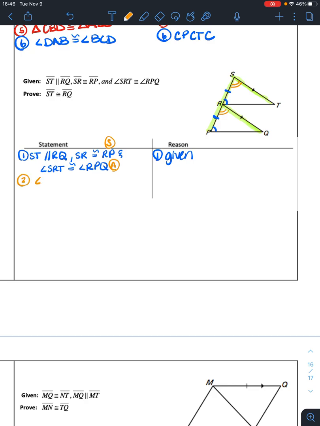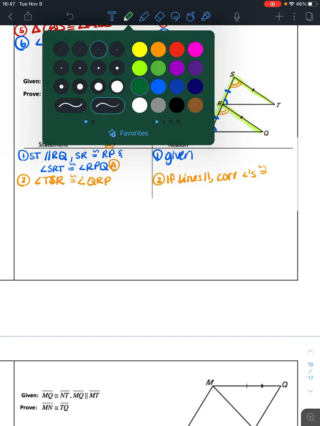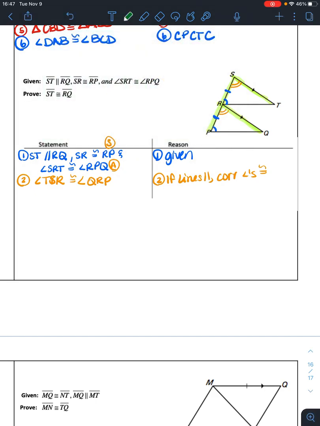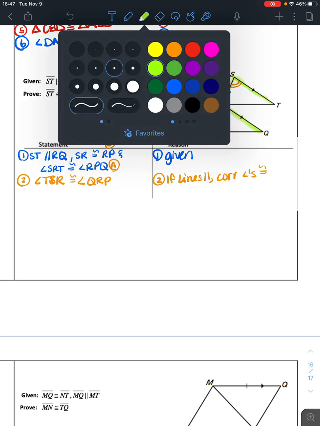Okay, and the reason that we can say that is we can say that angle TSR, I'm going to name them both in their full names, angle TSR is congruent to angle QRP because if lines are parallel, then corresponding angles are congruent. Most of the time we use alternate interior, but every once in a while we'll have a situation where we can use corresponding. So we've got our corresponding angles are congruent.